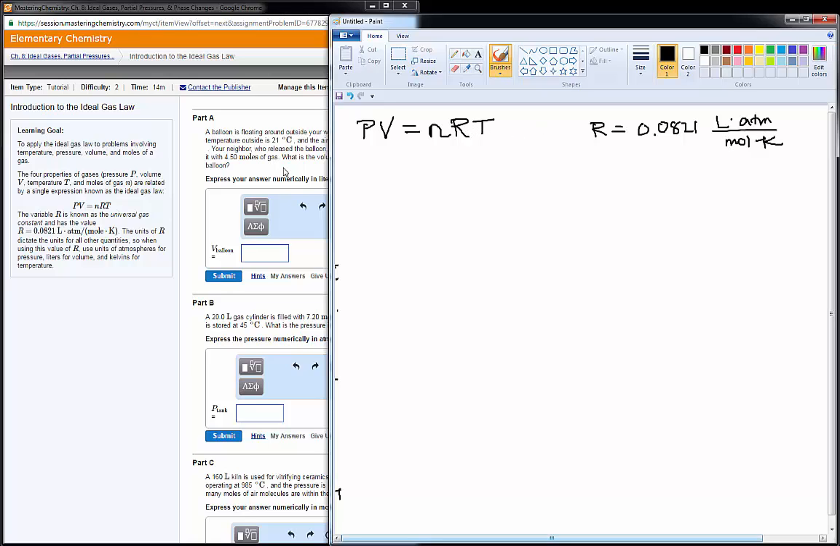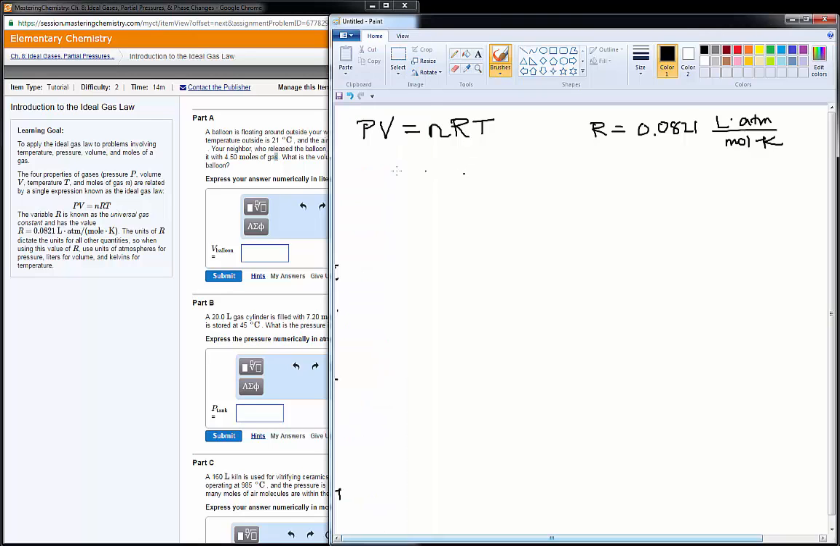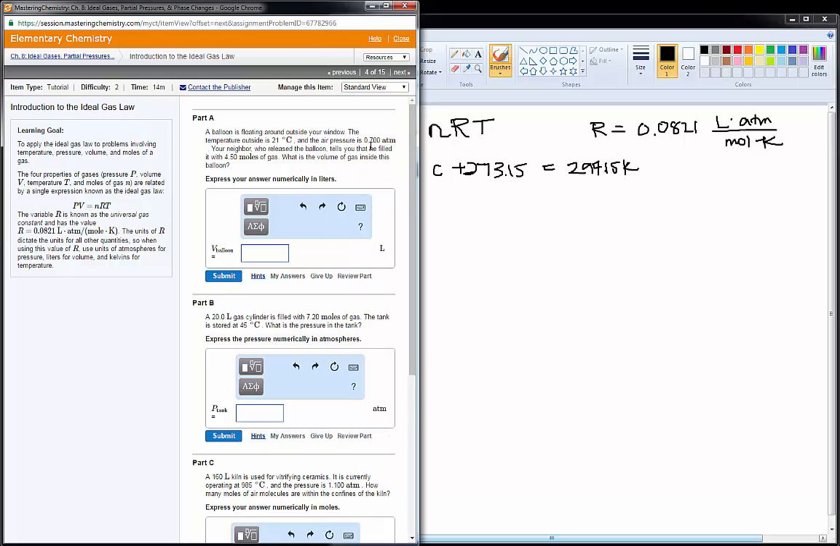All right? Okay, so looking at this particular first problem, we've got a balloon. The temperature is 21 degrees Celsius. Okay, so T equals 21 Celsius. Let's add 273.15. That's going to make it 294.15 Kelvin. Right? The pressure is 0.700 atmospheres.